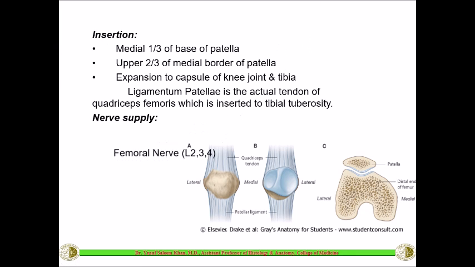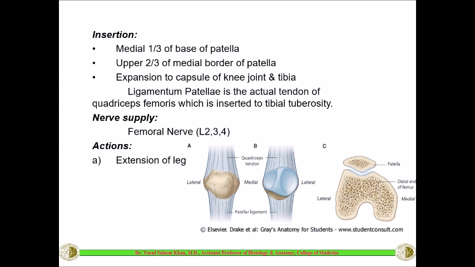And coming to the nerve supply, as you already know, it is supplied by the femoral nerve, root value of L2, L3 and L4, lumbar 2nd, 3rd and 4th. And the actions you already know. One is the extension of the knee joint, that is the extension of the leg.